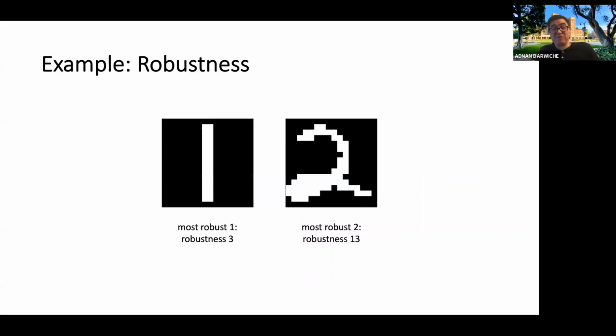So here's a concrete example. This one that I showed you earlier was the most robust instance as far as being classified 1, and it has robustness 3. You have to change at least 3 pixels for the classification to flip. This was the most robust 2. This has robustness of 13. You have to flip at least 13 pixels so that you stop classifying this as a 2. All right, so you can compute the robustness of a particular decision. This is one thing you can do if you have a symbolic representation.